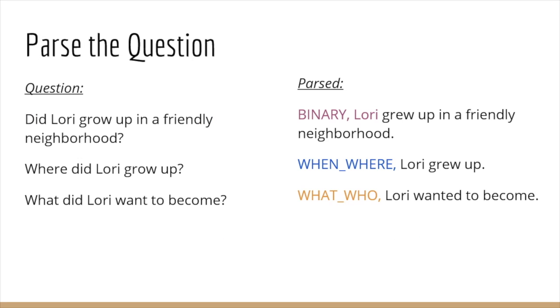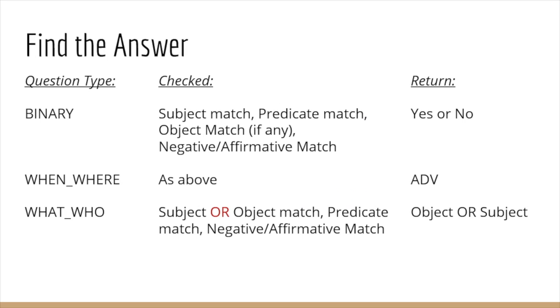Given a question, we will first try to match it to one of the different types: binary, when, where, and what and who. We will simply be returning the question type followed by a declarative sentence extracted from the question for the convenience of next steps. For different types, we have different methodology for parsing that. For binary questions, we will check subject, predicate, object, and also negative or affirmative. And we will simply be returning yes or no.